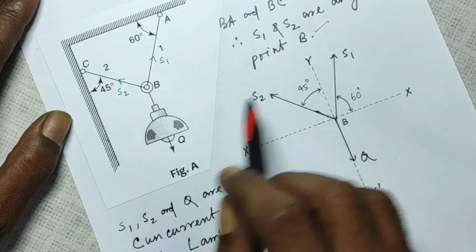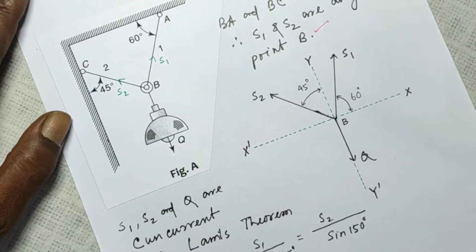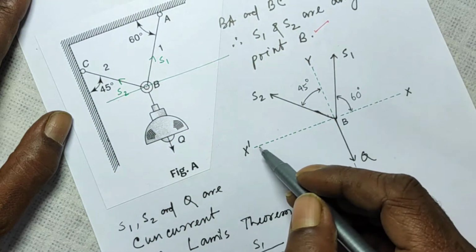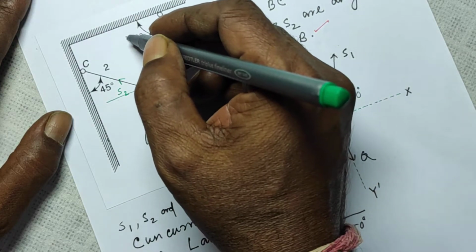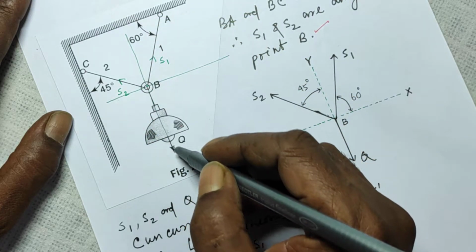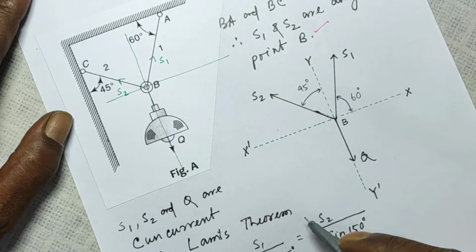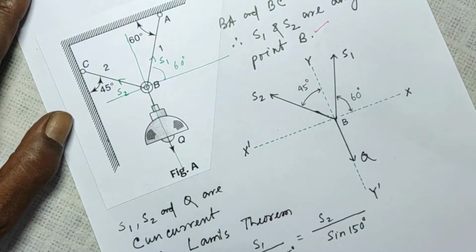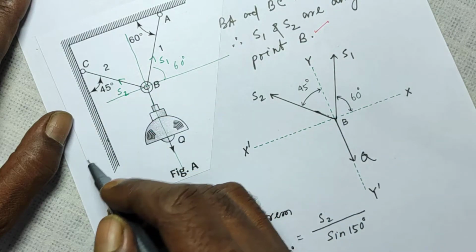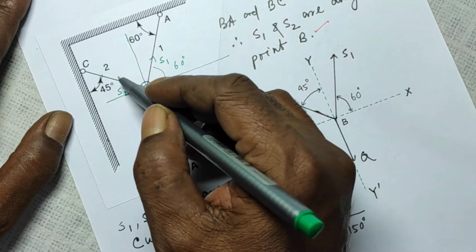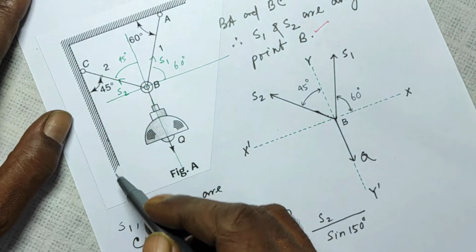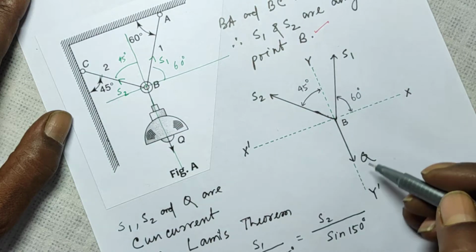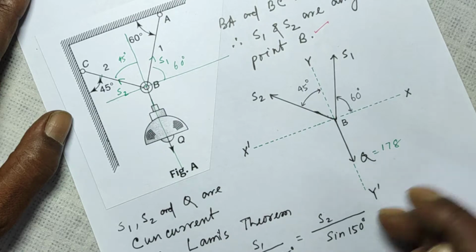Here, if you draw a horizontal line like this, that is the x axis, and if you draw a vertical line like this, that is your y axis. Now, since this angle is 60, this will be 60, that is what I have shown here, alternate angle. And then again, since this is 45, this angle will also be 45, alternate angle. That is what I have shown here in the free body diagram at the point B. And this is your Q acting downward, that is equal to 178 Newton given.